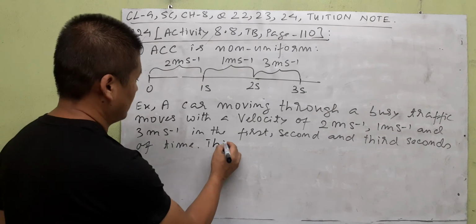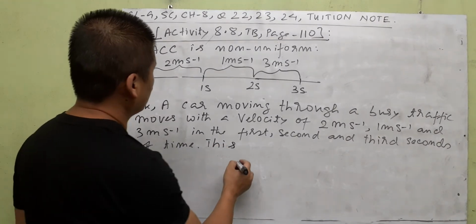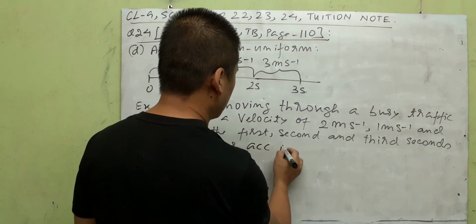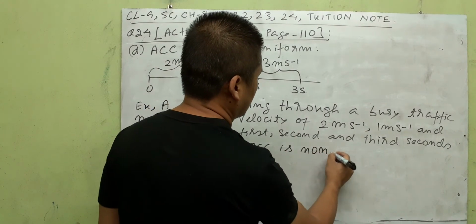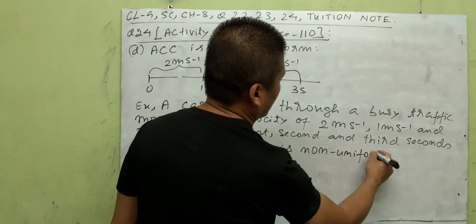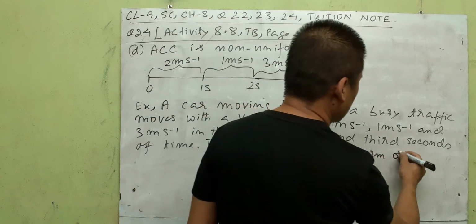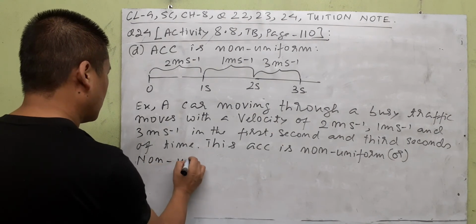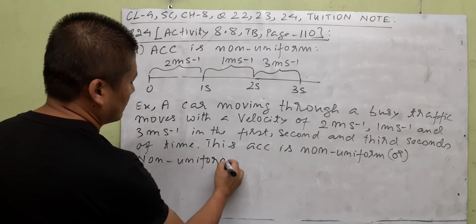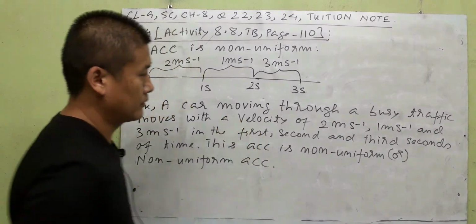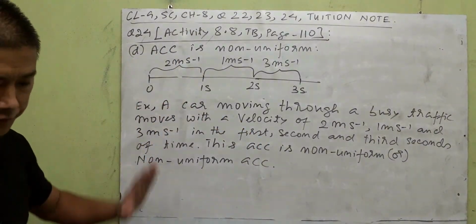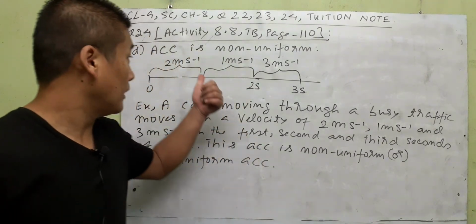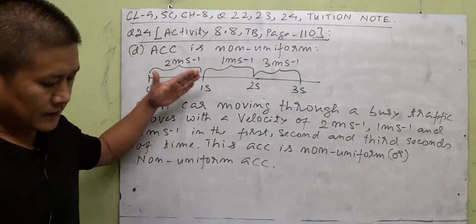This acceleration is non-uniform. This acceleration is non-uniform, or we can simply call it non-uniform acceleration. So this is the example, the 4 examples that the question is asking. Can you identify any one example each? Yes, we have done. So in this one we have discussed with this one.